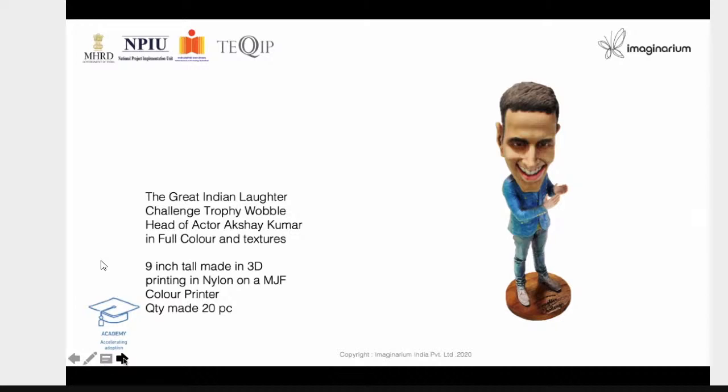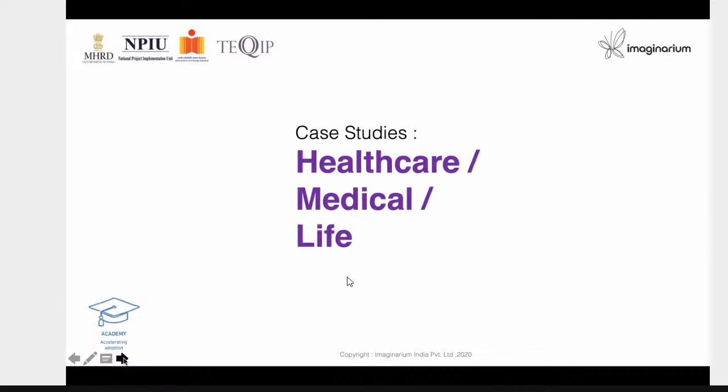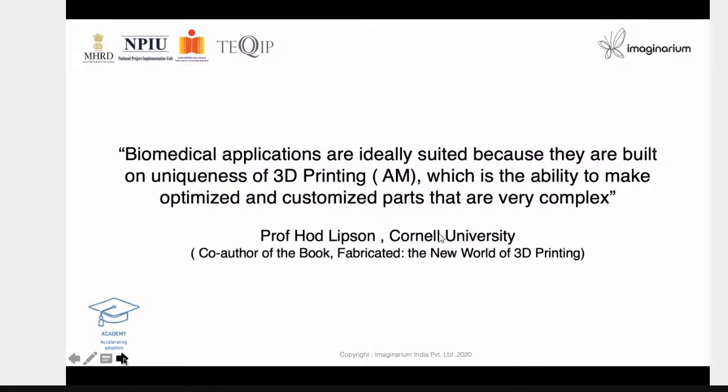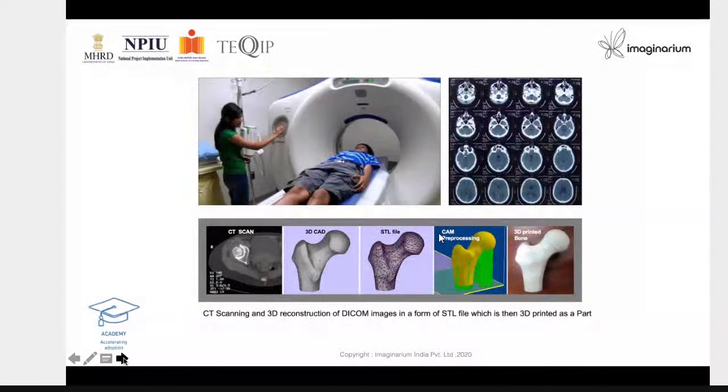Coin medallions, then it's a wobble head, and in healthcare, interestingly, we do a lot of work. So the starting point in medical is image data, okay? And image data is typically slice data. So slice data, if you put it back together, you can actually arrive at the volume of that section.